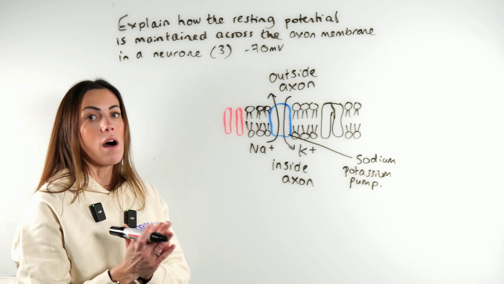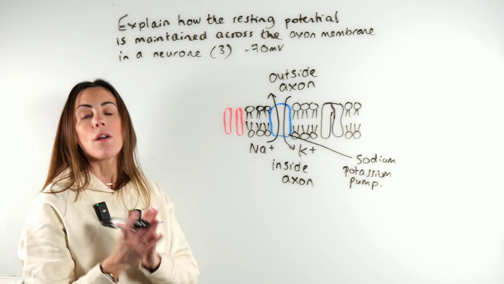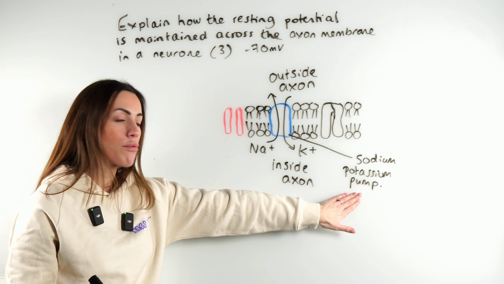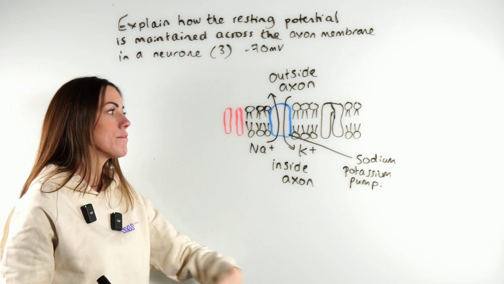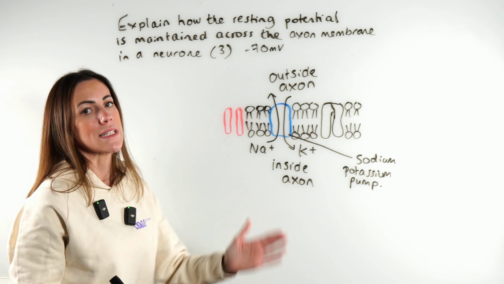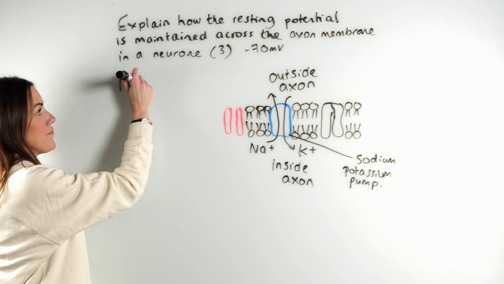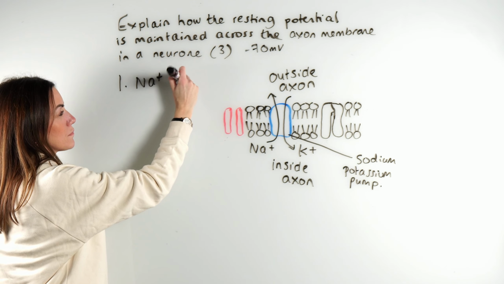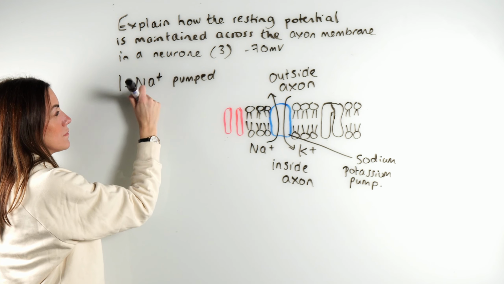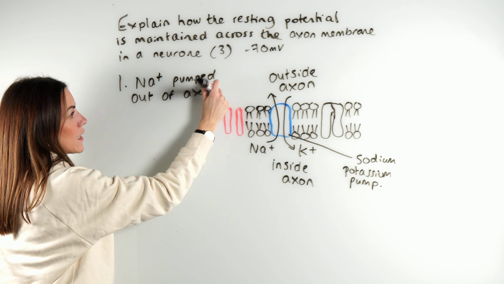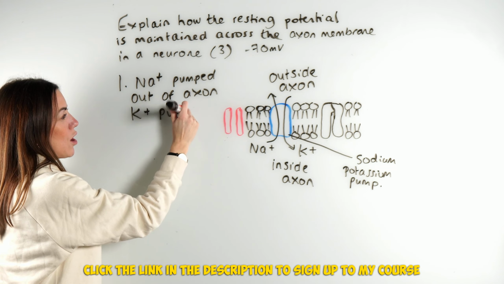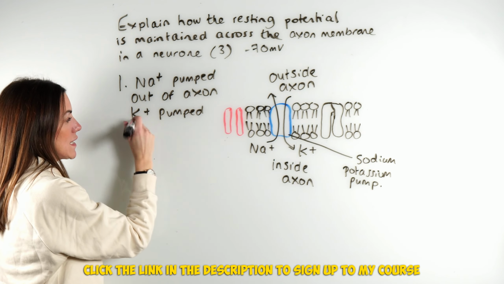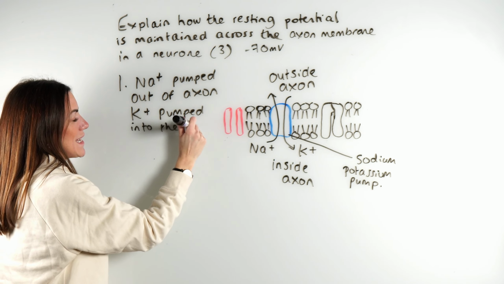However, to get the mark, make sure that you use the word pump or that you say this is active transport, because this protein requires ATP to do this. So it's actively transporting sodium ions out and potassium ions in. Okay, so marking point 1. Sodium ions are pumped out of the axon and potassium ions are pumped or actively transported into the axon.